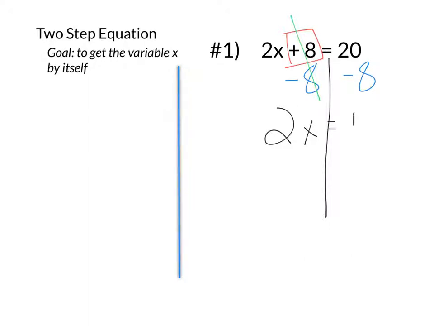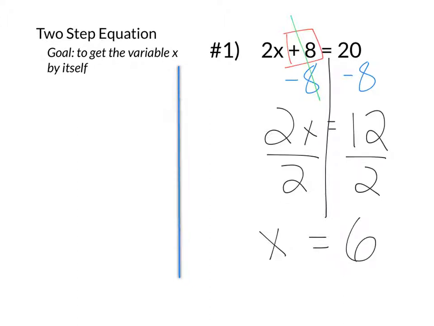Once again, plus 8 and negative 8 cancel each other out, and I'm simply left with 2x equals 12. Now what I want to do here is the second part of my two-step equation, which is once again divide by the coefficient. I want to divide by 2 to both sides so that I can get x by itself, and x is going to equal 6. I circle my answer to show that I am done, and once again, I've now solved number 1, saying that x equals 6.